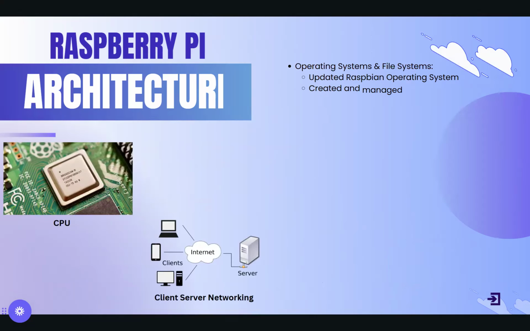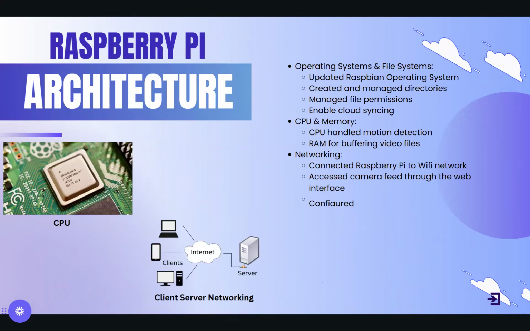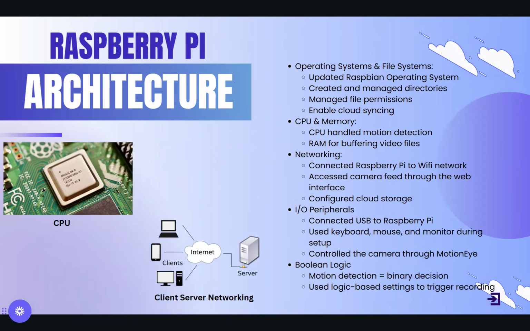So now we're going to move on to the Raspberry Pi architecture. I used several input-output peripherals in my project. The most important one was the USB camera that I connected to the Raspberry Pi to capture the video. During setup, I also used a keyboard, mouse, and monitor to interact with the Pi directly before setting up remote access. And then once configured, the camera acted as an input device and I could view the output through the MotionEye web interface.